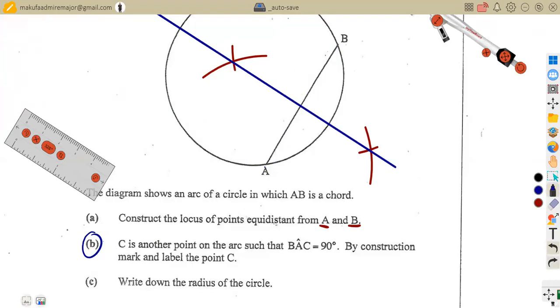Which idea are we supposed to use? Okay, this is the concept. This angle is a line bisector. It creates an angle of 90 degrees here. This is this angle that we see here, it's 90 degrees.